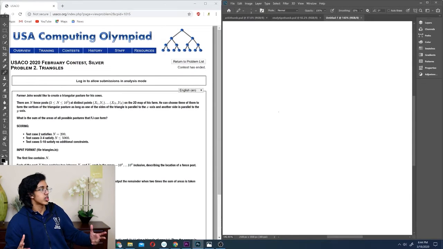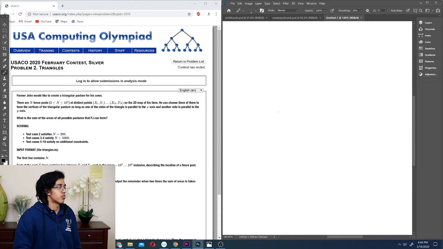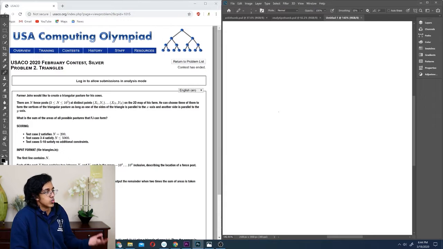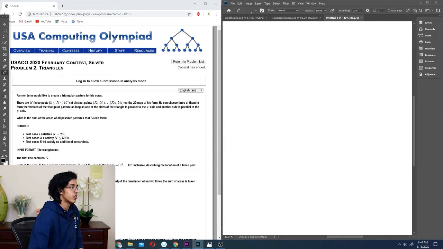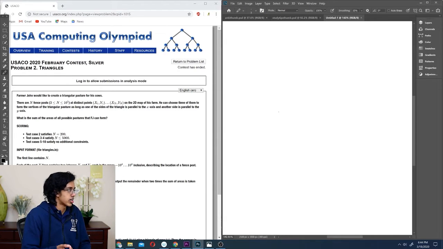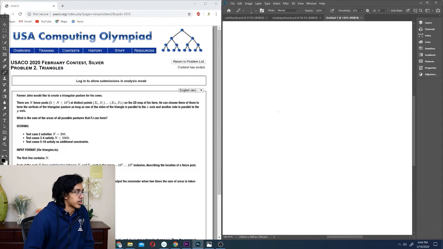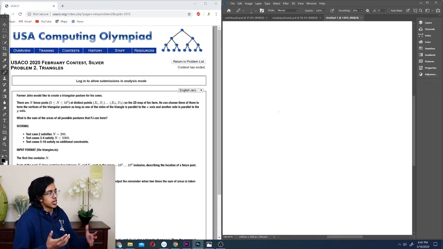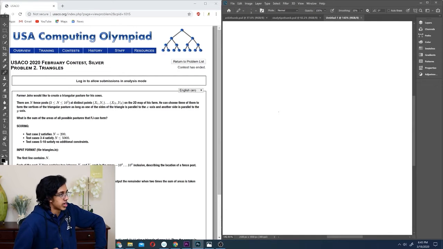Alright, so Farmer John would like to create a triangle pasture for his cows. Why would he make a triangular pasture, dude? You're just trolling. There are n fence posts at distinct points (x1, y1) through (xn, yn) on the 2D map of his farm. He can choose 3 of them as the vertices of the triangle pasture as long as one of the sides of the triangle is parallel to the x-axis and another side is parallel to the y-axis. So it needs to be a right triangle? Yeah, okay. What is the sum of the areas of all possible pastures that FJ can form?